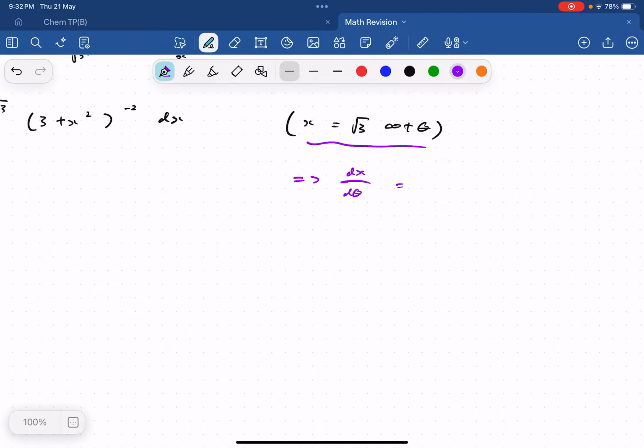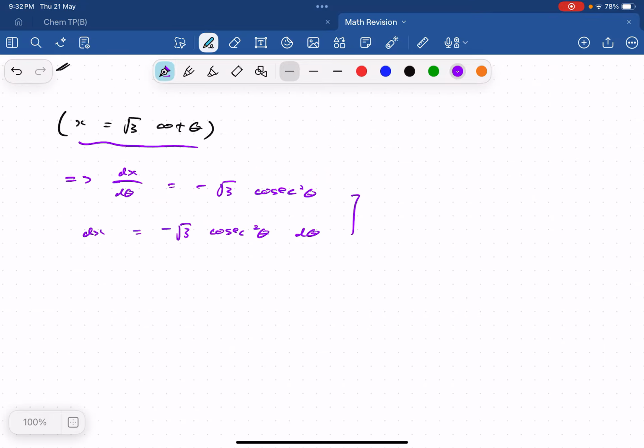So if you differentiate cotangent, it is minus cosecant squared. Yes. Okay. And so therefore dx is equal to minus root 3 cosecant squared theta d theta. Okay, so that's the first thing that I have to do. Change the dx to d theta.